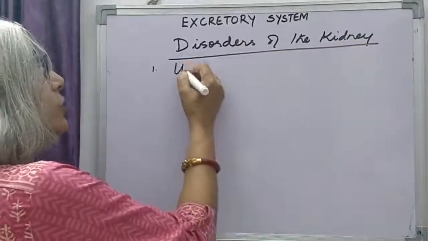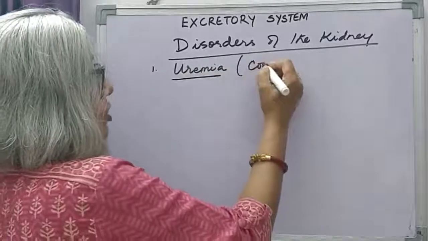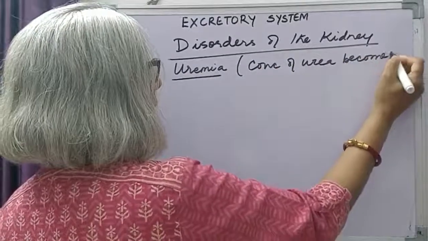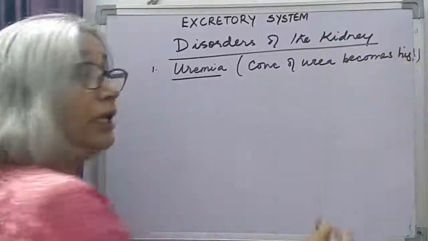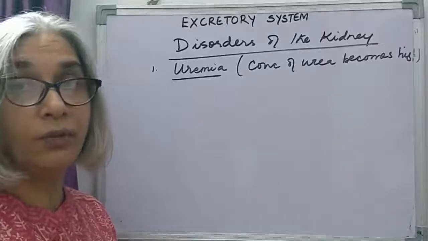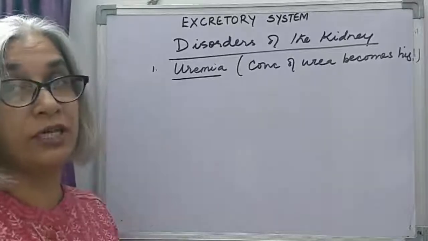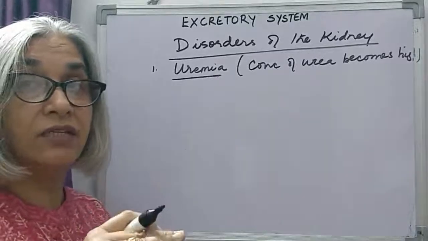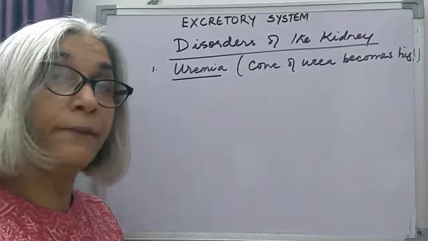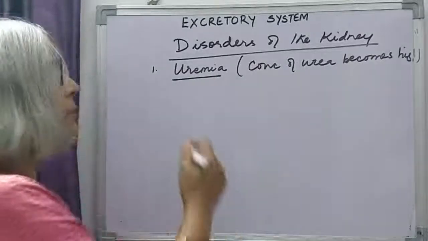First disorder is uremia. This means the concentration of urea becomes high. Now in the beginning I had told you, besides removing nitrogenous waste from the blood, the kidney also helps in maintaining homeostasis. That is, a steady state of all the substances is maintained by the kidneys. So uremia means when the concentration of urea becomes high.